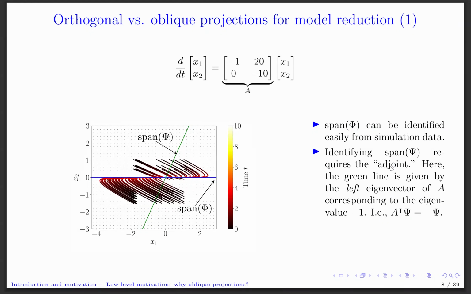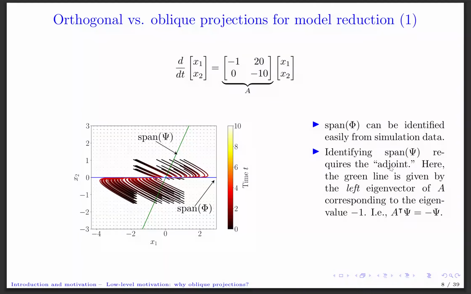So where's the catch here? Identifying the blue line is quite simple from data. You can just simulate a couple of trajectories. You can do something like POD or PCA that we're all familiar with. And basically, PCA or POD will tell you that the most energetic subspace is the blue one. In fact, all the trajectories collapse onto it.